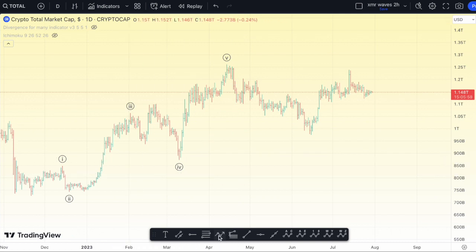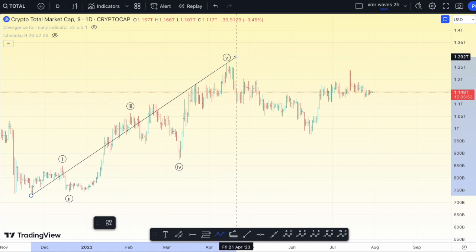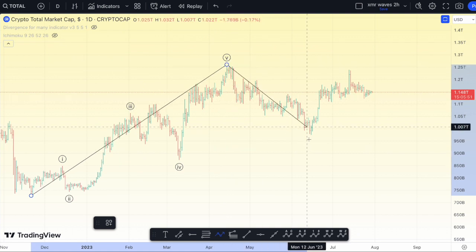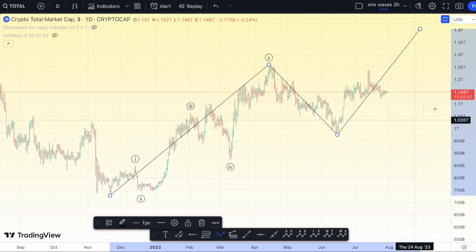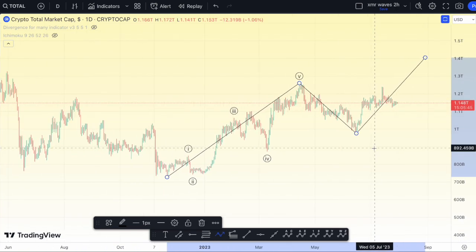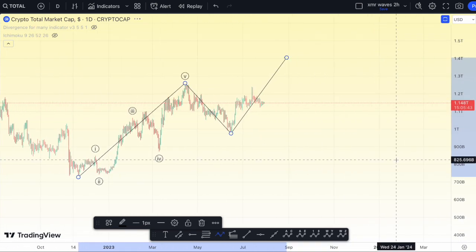Now, as you remember, in the weekly chart we talked about a big ABC upwards, right? Let me just zoom out a little bit so we can talk about it with more precision.